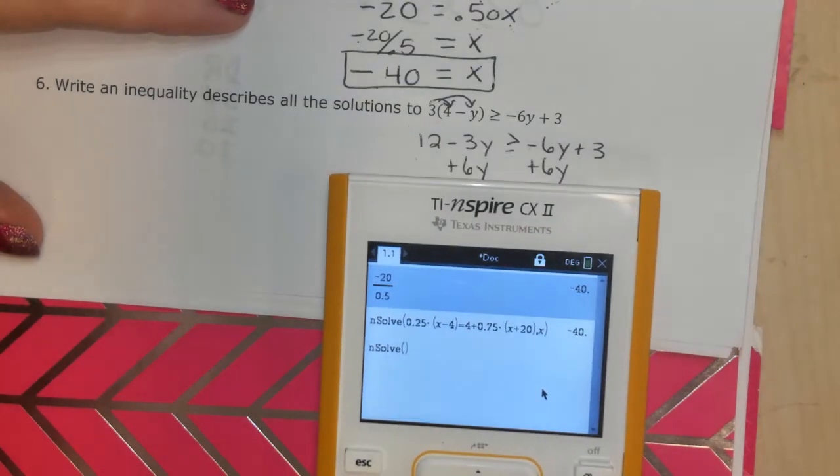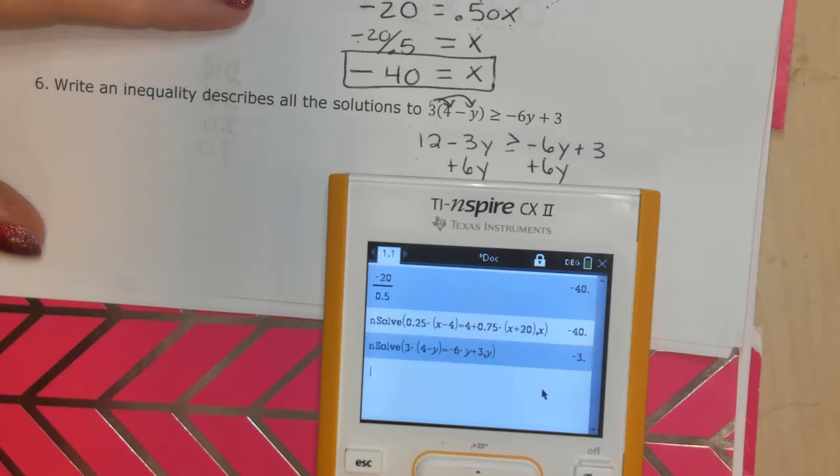InSolver. So 3 parenthesis 4 minus, using y this time, and we're going to put equals negative 6y plus 3. Hey, can you please solve this equation for y? Sure. Just got to tell me to. Negative 3.